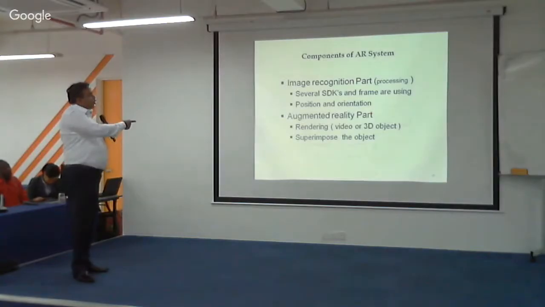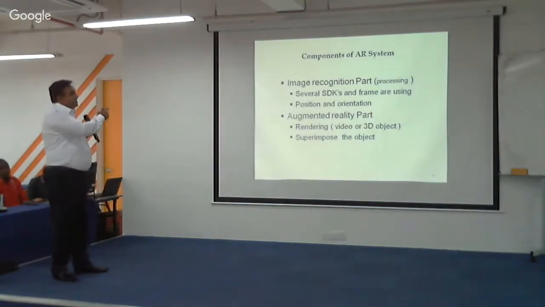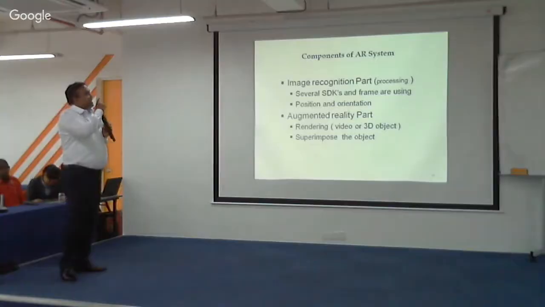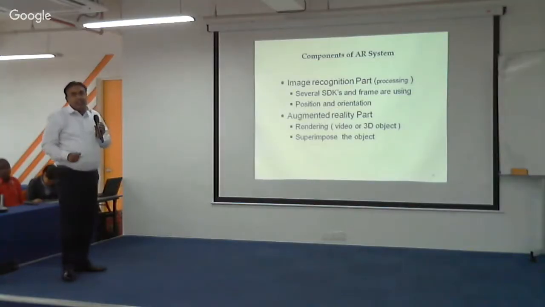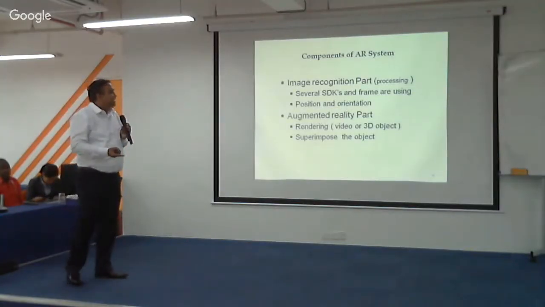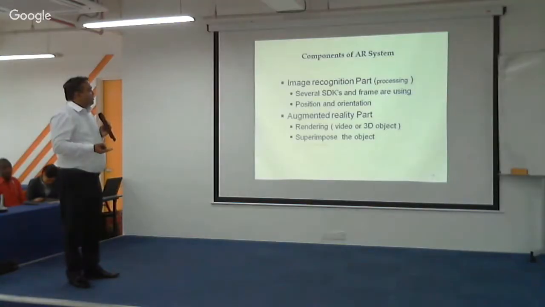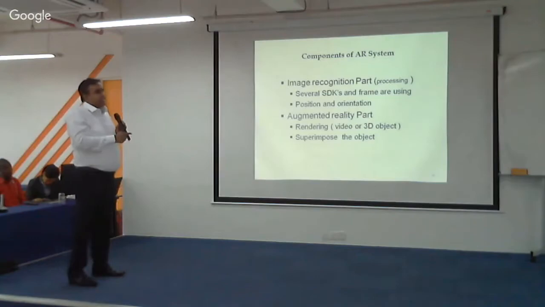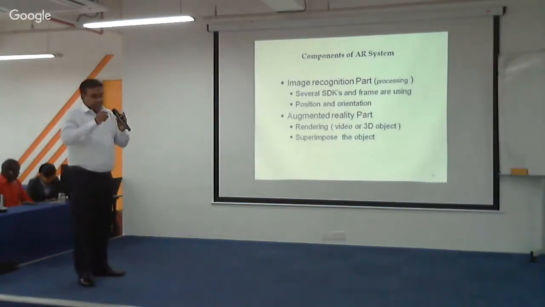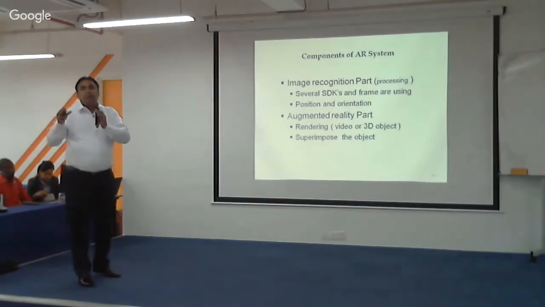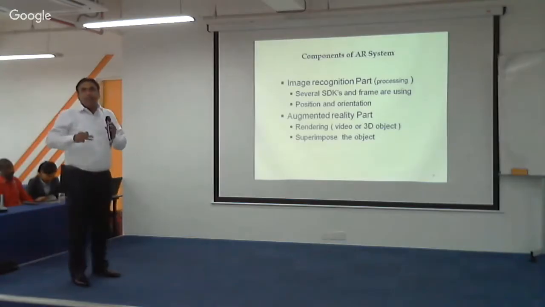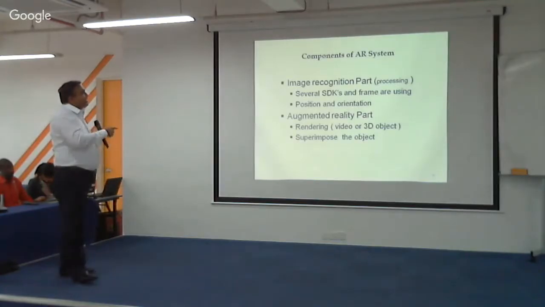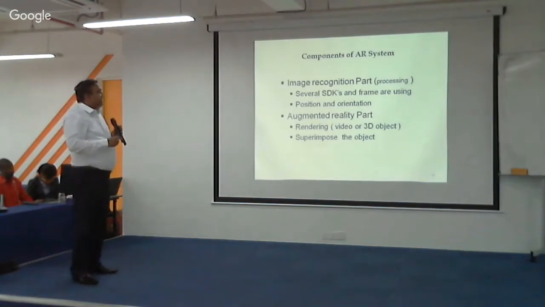These are the components of the AR system. In the image recognition part, there are several software development kits and frameworks being used. Position and orientation mean what I said earlier: the image is sent and we get the trackable image. The augmented reality part is rendering video and superimposing the object.